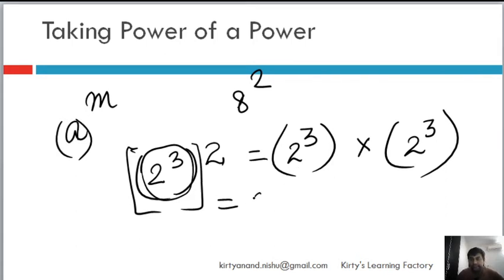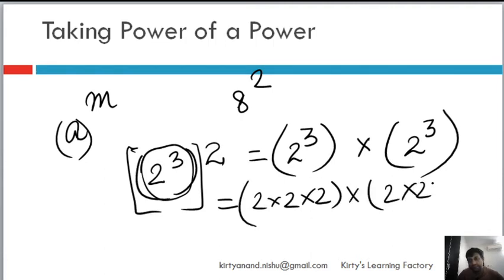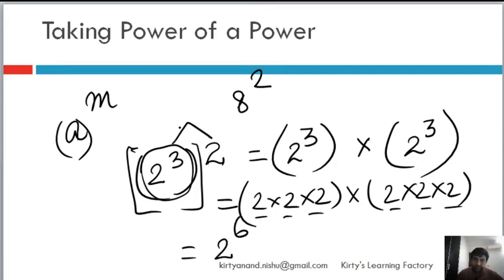Now let me expand it. It is 2 into 2 into 2, because 3 is the power, and once again 2 into 2 into 2. Now, how many 2's are here in multiplication? Basically 6. So this is nothing but 2 raised to the power 6, which is nothing but 3 into 2.